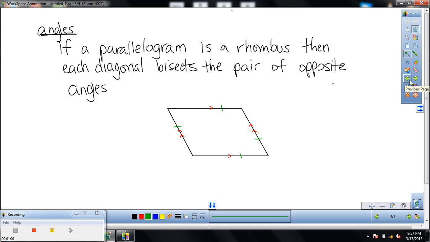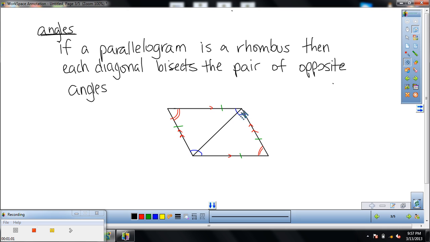The next property is the property of the angles. If a parallelogram is a rhombus, then each diagonal bisects the pair of opposite angles. So the property we learned for a parallelogram is that our opposite angles are congruent. Now the special property for a rhombus is that when we draw our diagonal in, the diagonal now bisects those congruent angles.